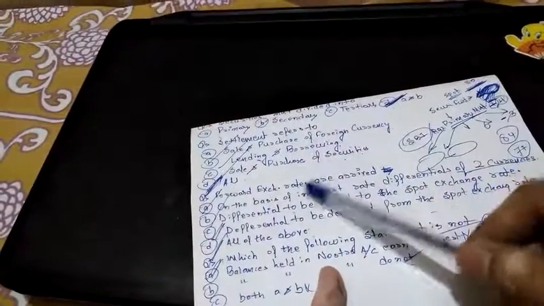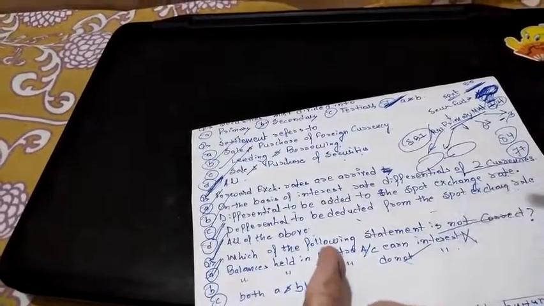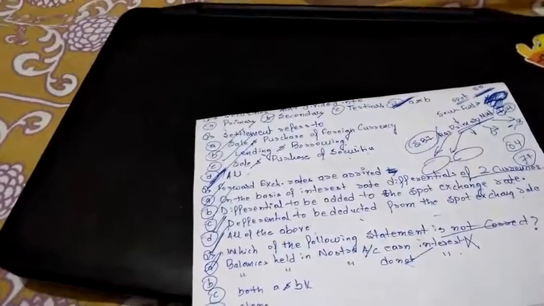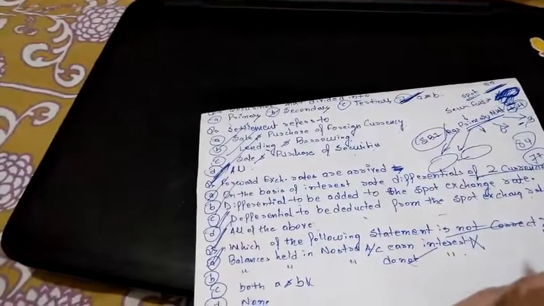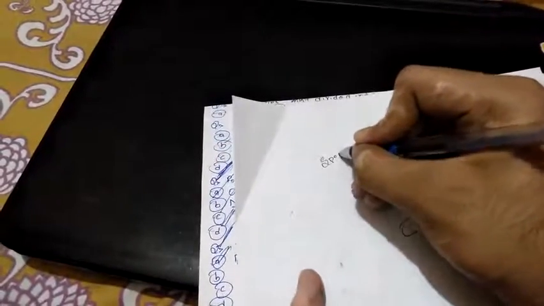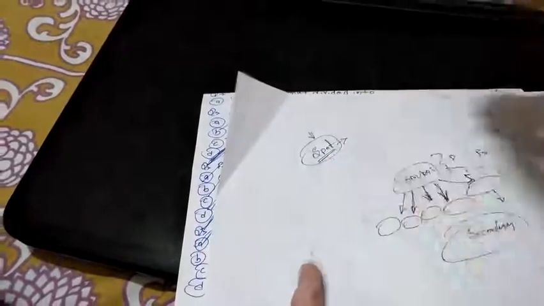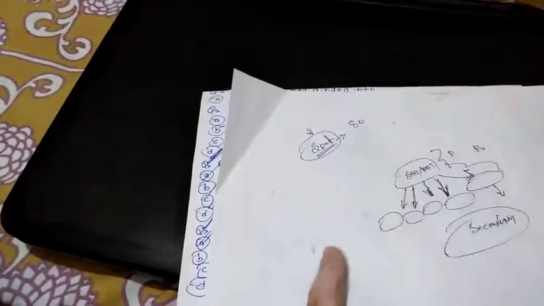Next question, forward exchange rates are arrived at. How are the forward exchange rates arrived at? We don't need to enter much into this. We just understand some concepts. For example, every rate is decided through the spot rate. So spot rate is the reference point. Let's say it is 80. I'm just giving you an example to let you understand the concept.